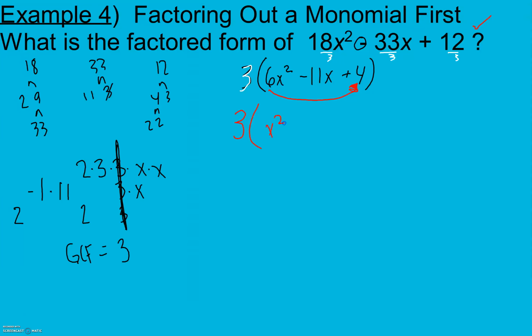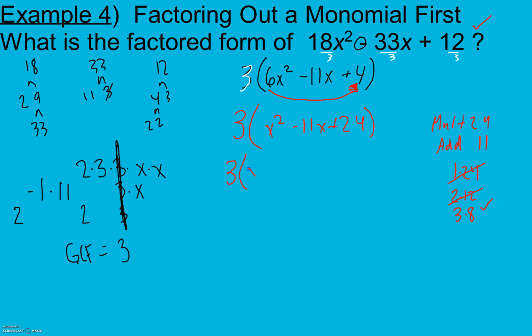Now I have x squared minus 11x plus 24. So we're going to multiply to 24 and add to 11. My options for 24: 1 and 24 doesn't work. 2 and 12 doesn't work. 3 and 8 adds to 11. That's what we're going to use here.